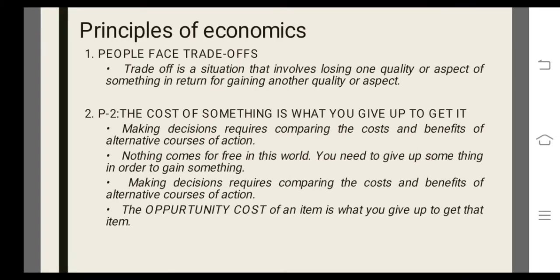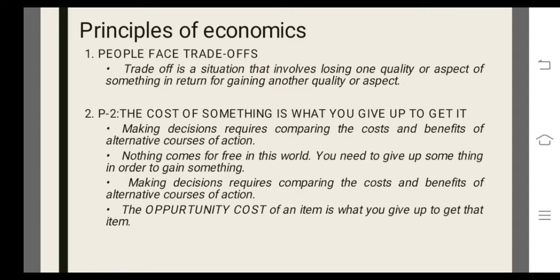Principles of economics. First, people face trade-offs. A trade-off is a situation that involves losing one quality or aspect of something in return for gaining another quality or aspect. Number two principle is the cost of something is what you give up to get it.